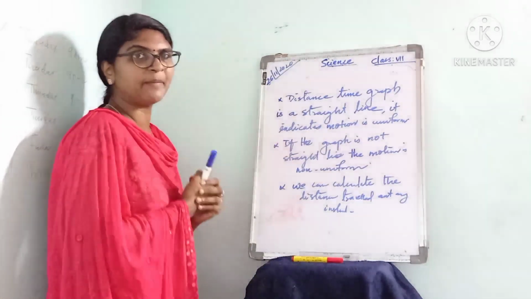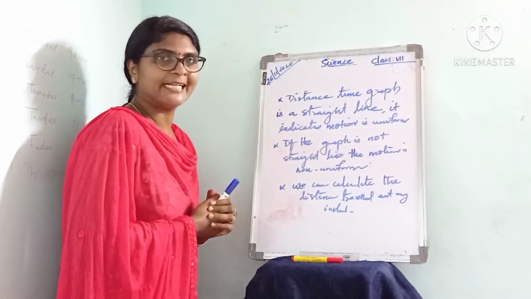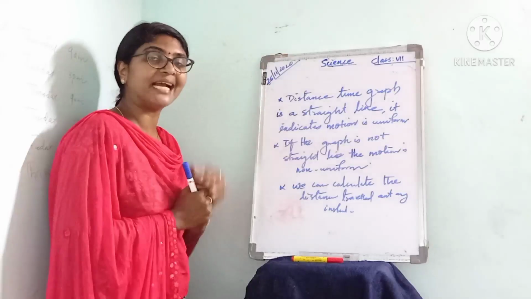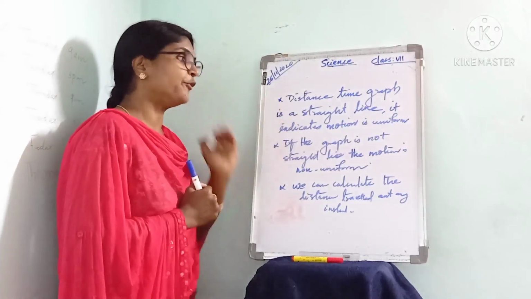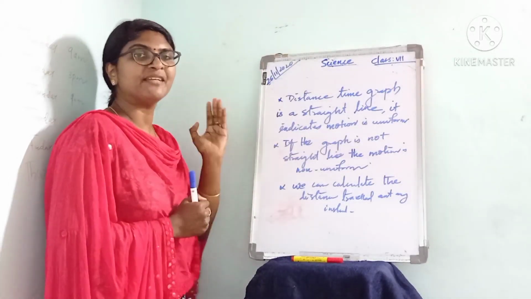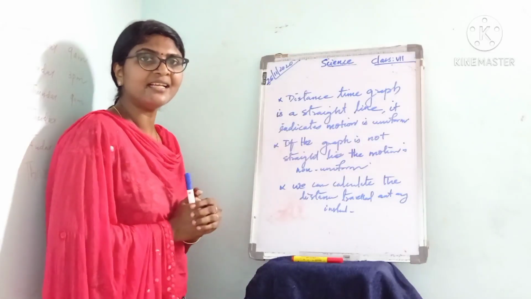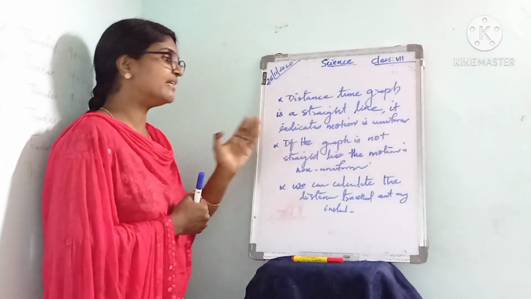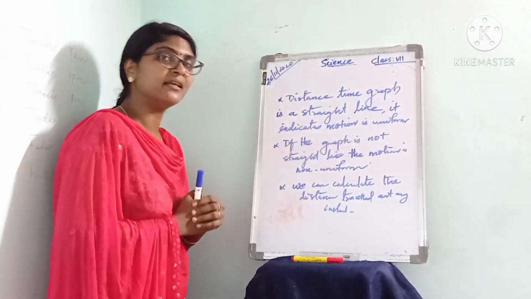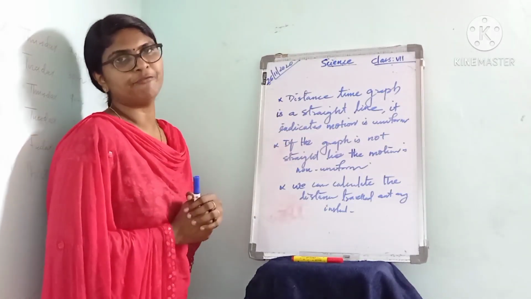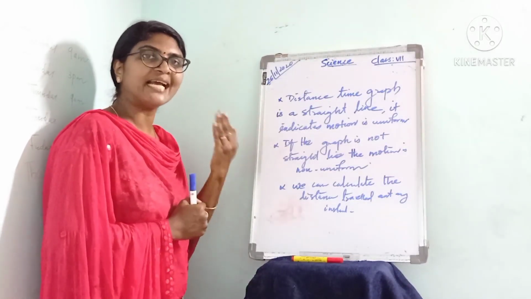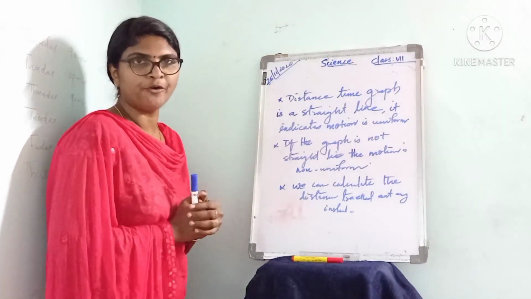Then what information is provided by the distance time graph? If the distance time graph is a straight line, that indicates that the motion is uniform. If the distance time graph is not a straight line, that indicates the motion is non-uniform.